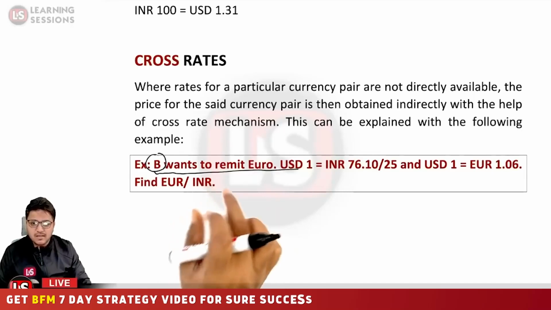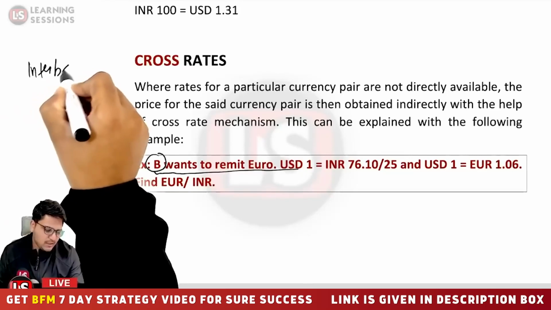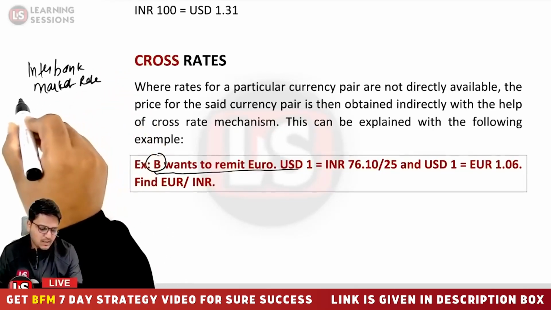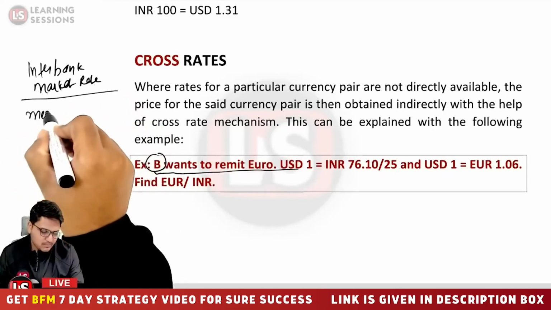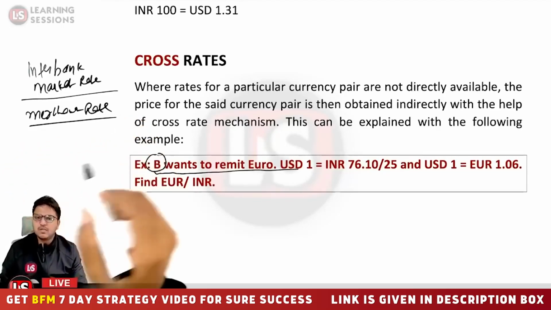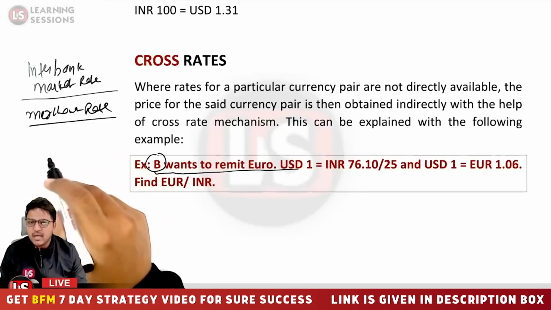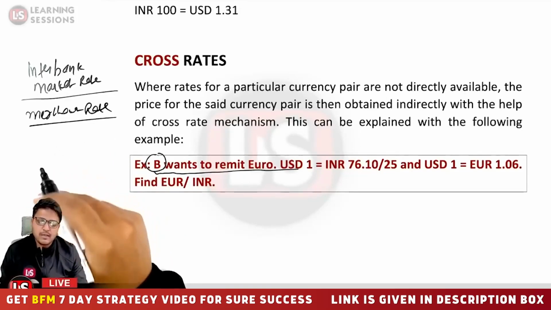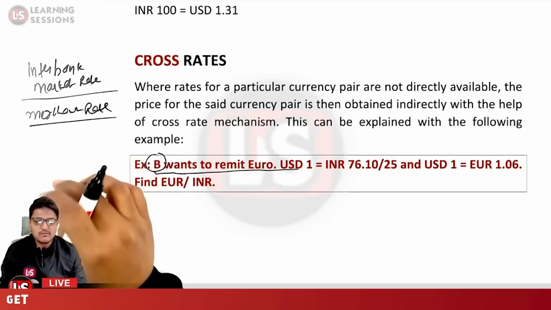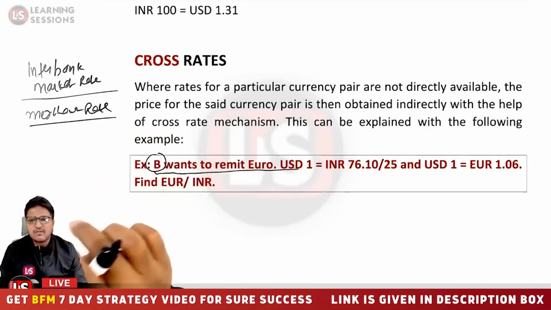Now here comes another concept, that is related to the interbank market rate and the merchant rate. Now what is the interbank market rate? When banks are quoting prices to other banks, or other organizations or financial institutions, that is basically the interbank market rate. But when the bank is quoting the price to the customer itself, that is a merchant rate.